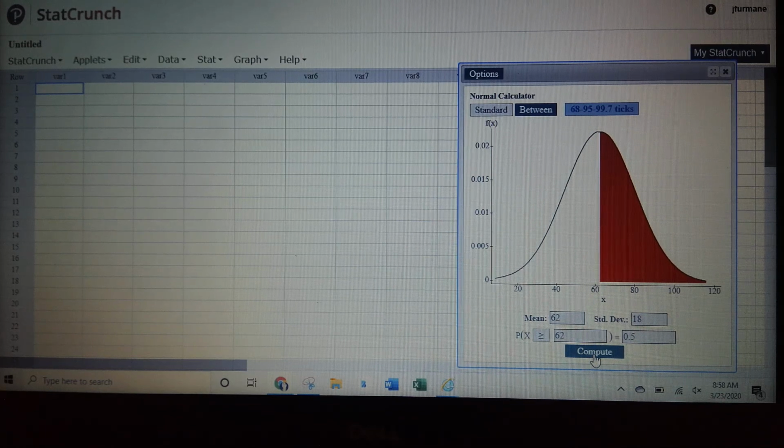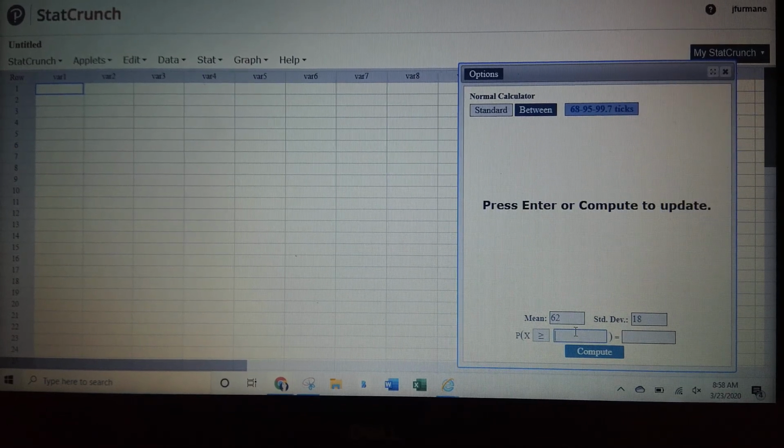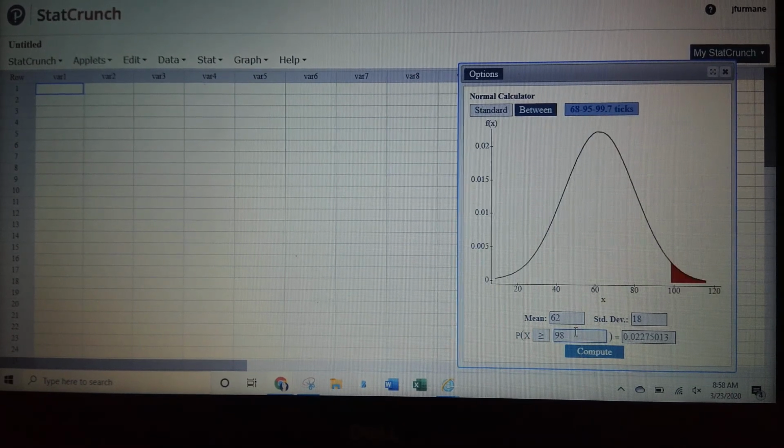For part C, we're looking for the probability of being at least 98. So that means greater than or equal to 98. See that tiny little red shaded area? It's a very small area. It's 0.0228, which is exactly what matches with our tables. See, our tables are very accurate. It matches StatCrunch.